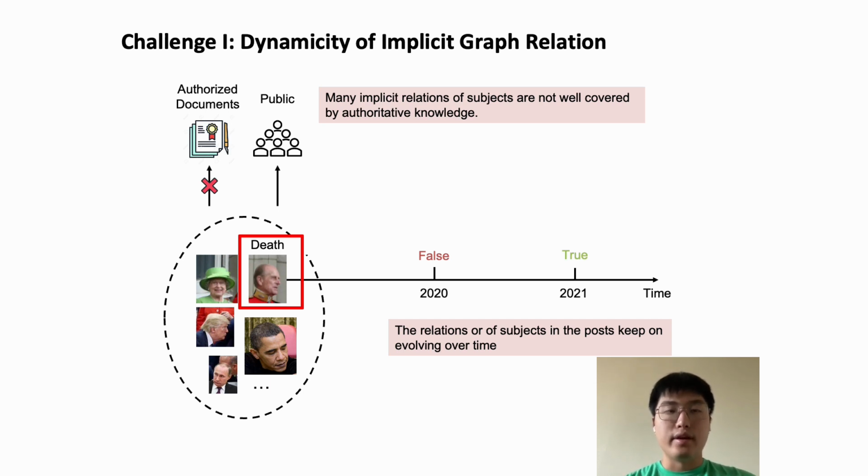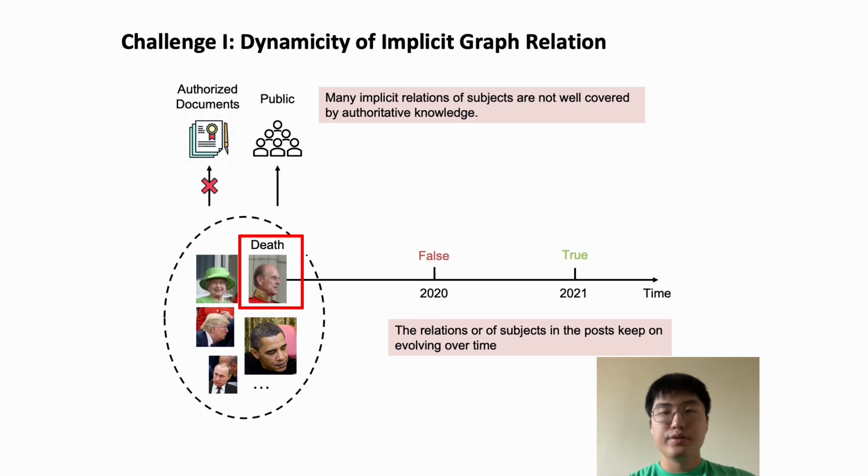But two challenges exist here. The first one is the implicit knowledge graph relation. We know that the relations between humans are complex, especially for some famous people. The public may know some stories or experiences, but they can't say it in an official document. So there's no authorized knowledge graph for us to use. The second one is the dynamicity of human relations. For example, the death of Prince Philip is a Fauxtography before 2020, but it is true after 2021.